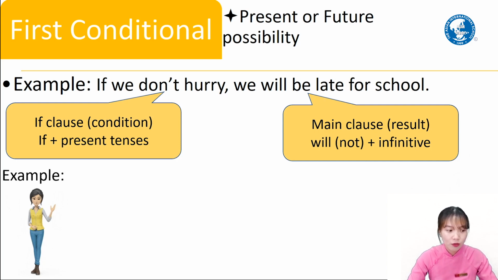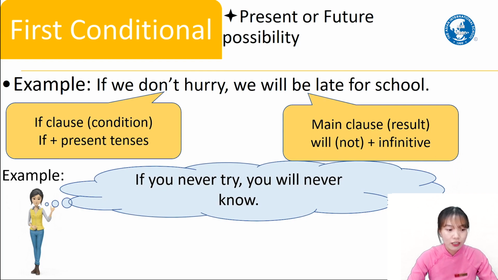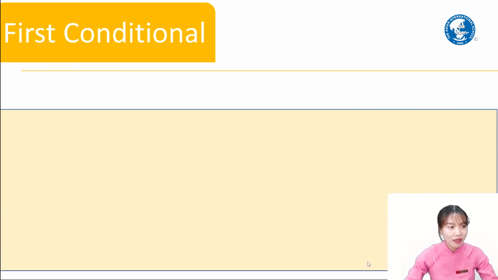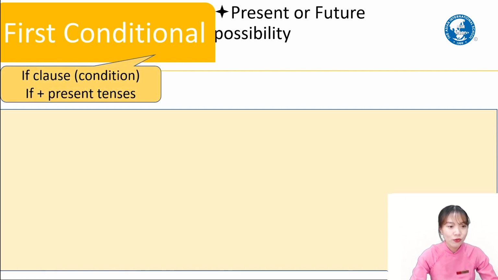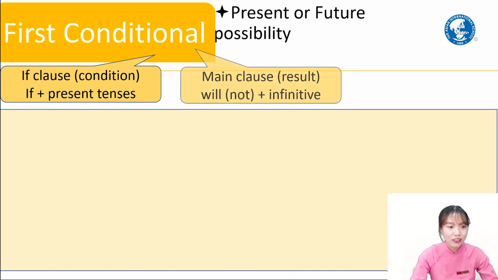Let's take another example for this. If you never try, you will never know. If you never try is the condition, and you will never know is the result. So remember, the first conditional tells us about the present or future possibility. In the if clause, the main verb is in the present tense. And in the main clause, the main verb is formed with will and infinitive.